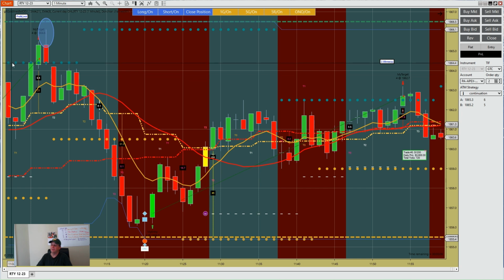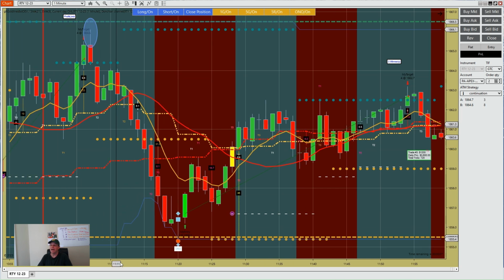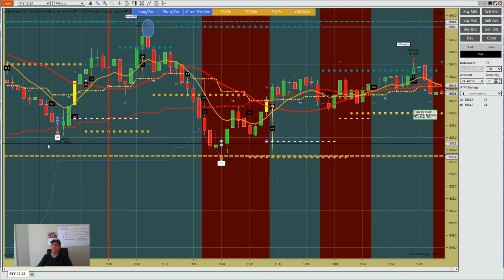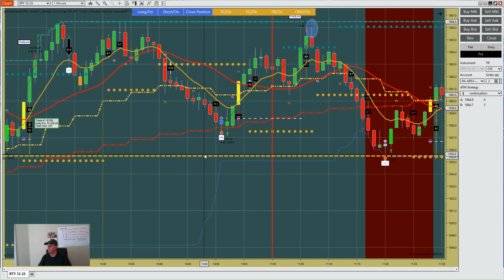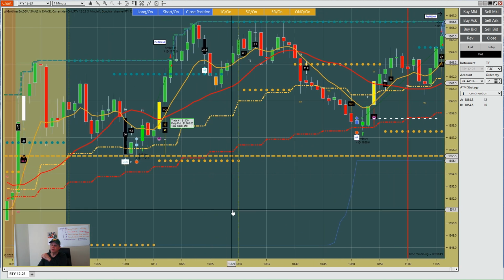So, anyways, this is an absolutely perfect example today. This is today. This is December 7th of exactly what the system is looking for and what these lines mean. And if, folks, look at the reversals. Reversal right here.